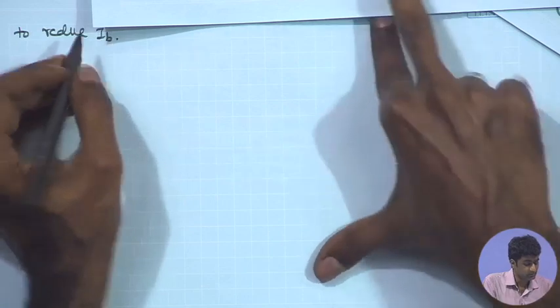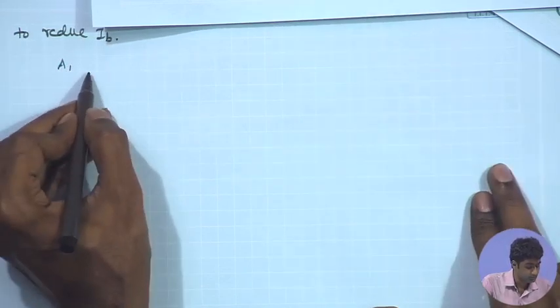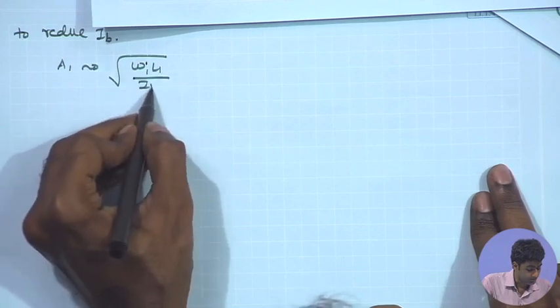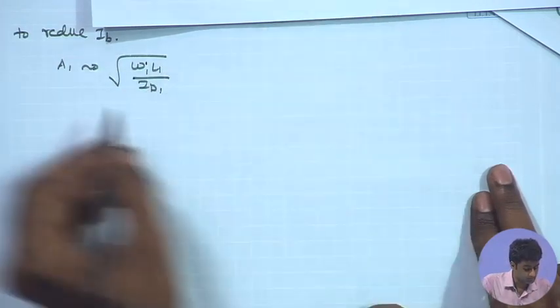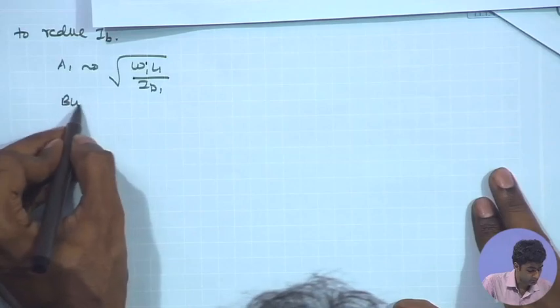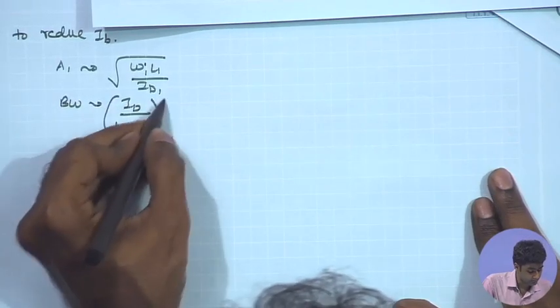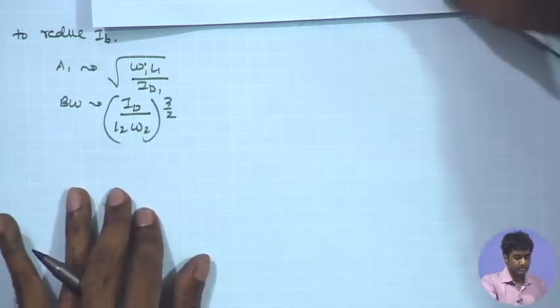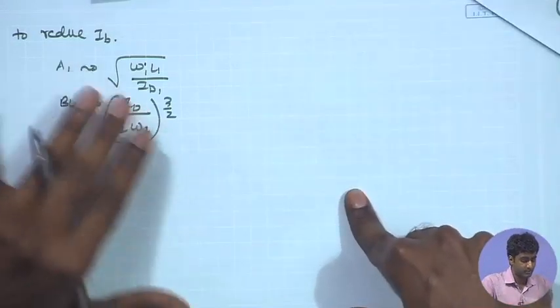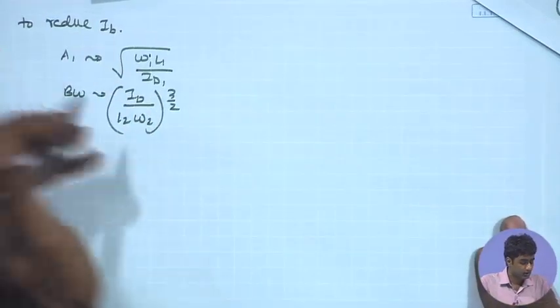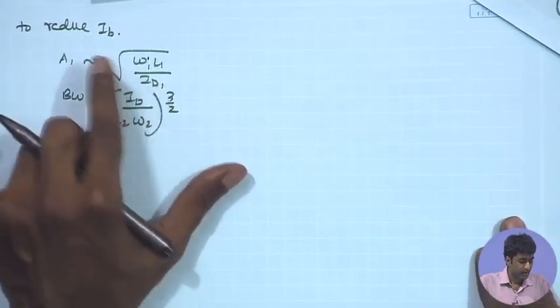So in order to reduce the bias current, once again I look at the two equations, the gain of the first stage which is W1 L1 upon ID1, and the overall bandwidth dependency, ID upon L2 W2 to the power of 3 by 2. Suppose by the previous step we have obtained a proper bifurcation of gain, A1 is sufficient, A2 is also sufficient, and we are meeting the bandwidth.